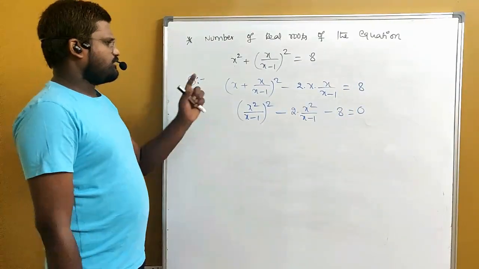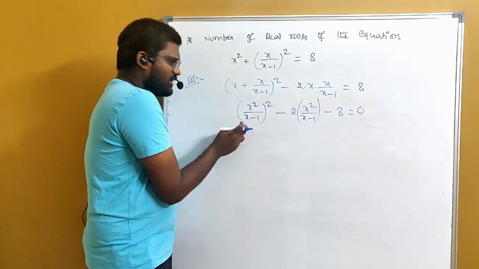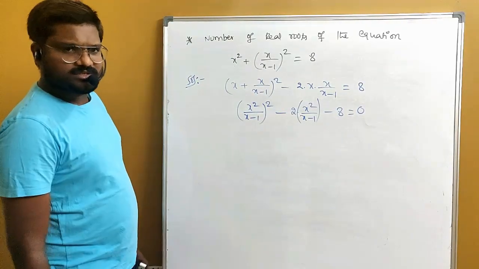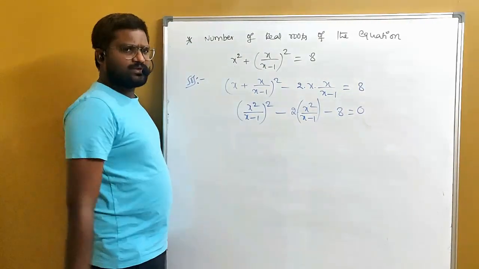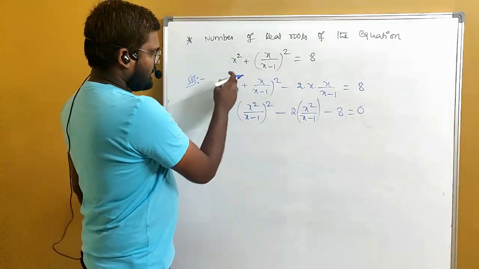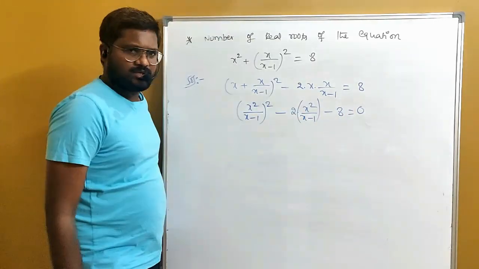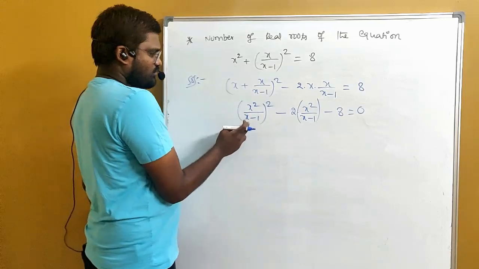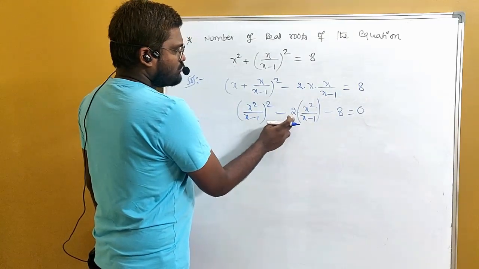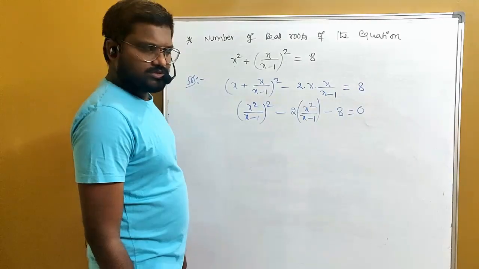Now what is the advantage of doing it like this? If you observe this one, it has become a quadratic equation in x square by (x minus 1). Is it correct? So this first step is very important. (x square plus x) by (x minus 1) whole square, I am writing as (x square by x minus 1) whole square minus 2 times x square by (x minus 1) minus 8 equals 0.